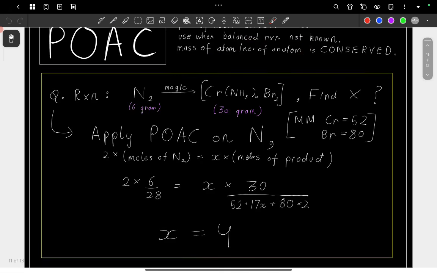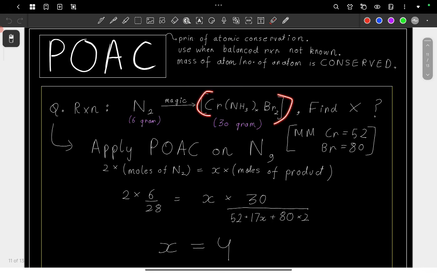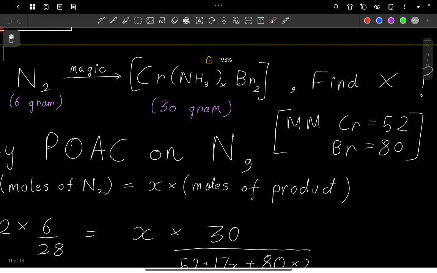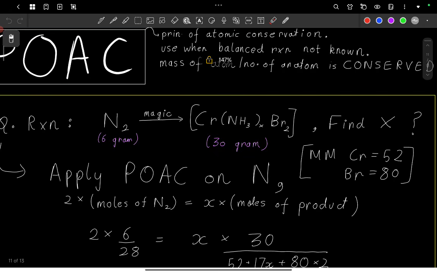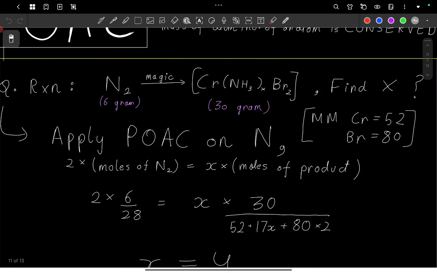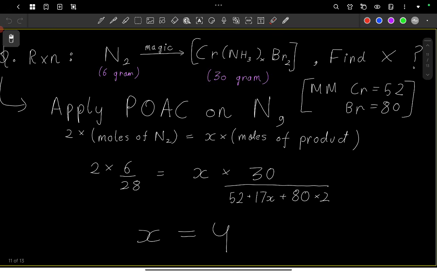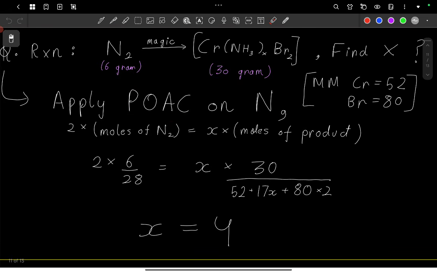Now how do we use POAC to our advantage? Here we see that if we use magic on nitrogen, it suddenly forms this guy. And we say it is a chromium complex with X number of ammonia ligands and 2 bromine ligands. How do we find X? Well, we have been given that this reactant is 6 grams and this is 30 grams. So we will apply the principle of atomic conservation on nitrogen. 2 into moles of N2. Why did we multiply 2 here?